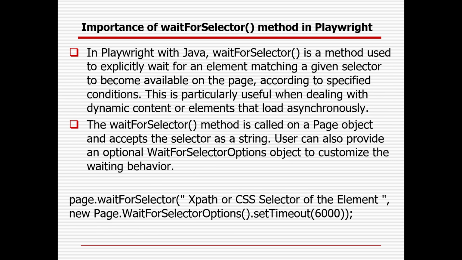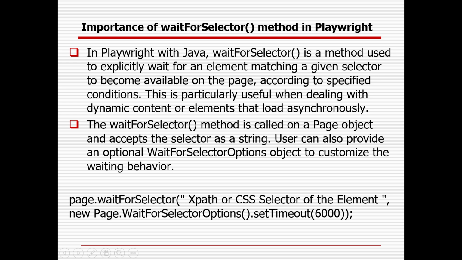And the last important thing you can still use while dealing with tooltips: in case the tooltip is not visible or not loading properly, you can use the waitForSelector method in Playwright. In Playwright with Java, waitForSelector is a method used to explicitly wait for an element matching a given selector to become available on the page according to a specified condition. This is particularly useful when dealing with dynamic content or elements that load asynchronously. The waitForSelector method is called on a page object and accepts the selector as a string. The user can also provide an additional waitForSelector options object to customize the waiting behavior.